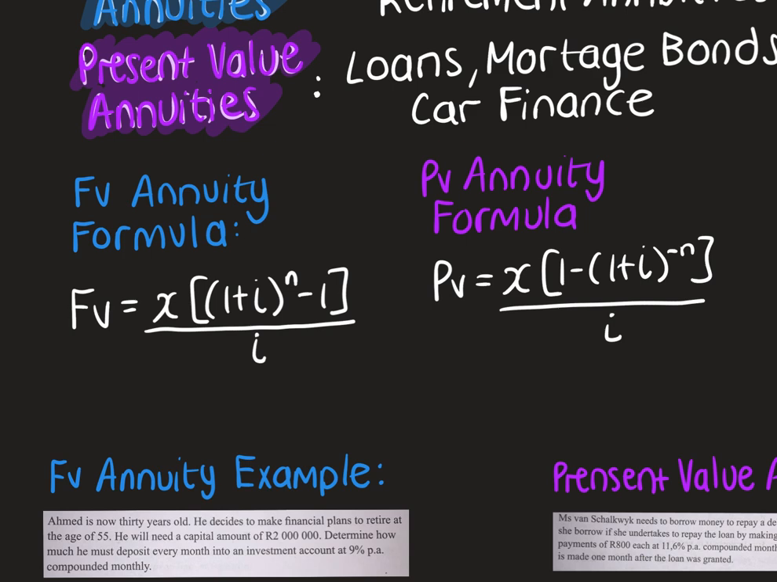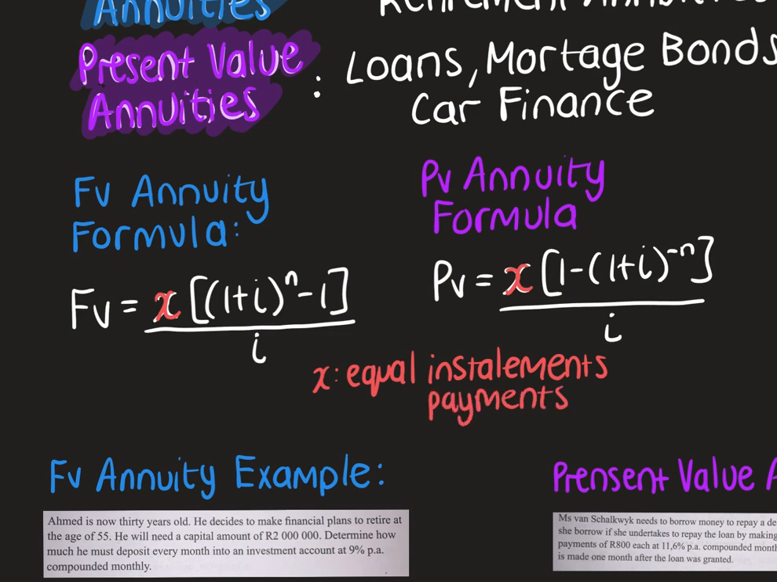Something we need to realize is that the x in both of these stands for equal installments, or payments, however you want to look at it. Installments and payments are the same thing. Your i is obviously your interest. Your n is the amount of time that you are taking the annuity out or paying the annuity back. And your future value and present value are self-explanatory as well.